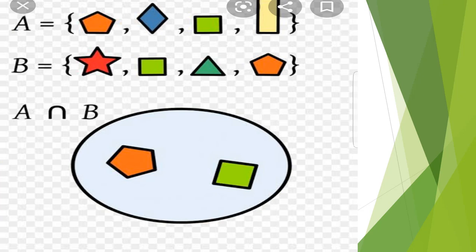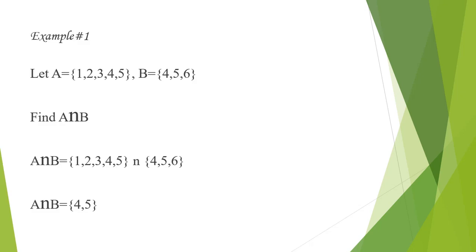See it, girls. We are having these shapes. Now which shapes are in both A and B? See shape number 1 of set A and shape number 3 of set B. See the pentagon and see the square. They are in A and B. So that is the answer of A intersection B. You have to write down the answer which are same between them. Which shapes are common? The pentagon and square are common, so that will be the answer of intersection.